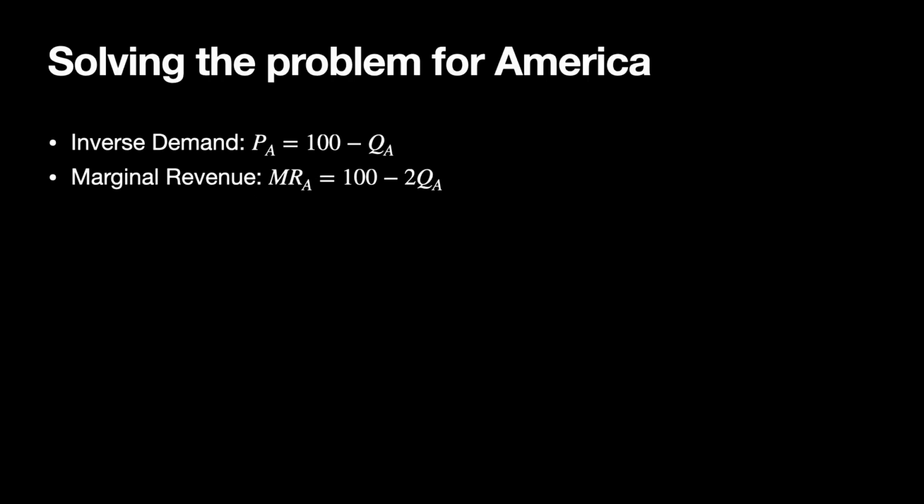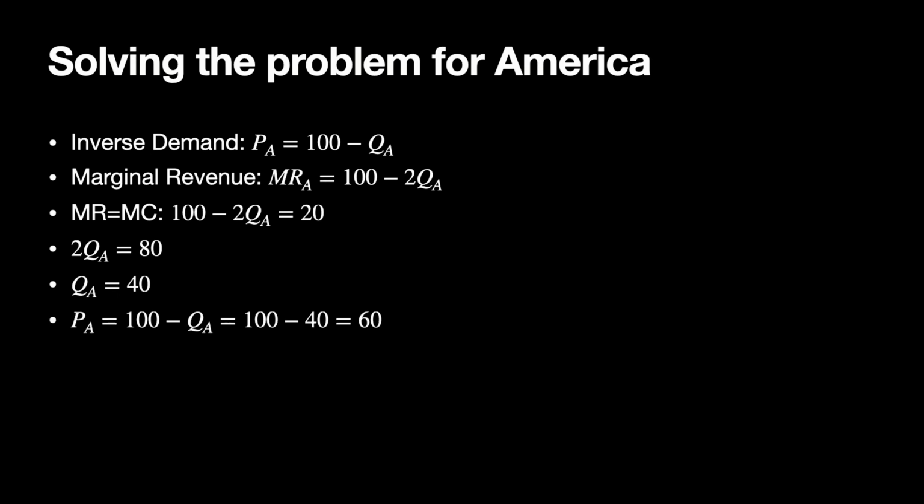First, let's solve the problem for the American market. Recall that the marginal revenue curve has the same intercept as the inverse demand curve, but is twice as steep. Setting marginal revenue equal to marginal cost and solving gives us a quantity of 40. Plugging the quantity into the inverse demand equation gives us a price of 60.